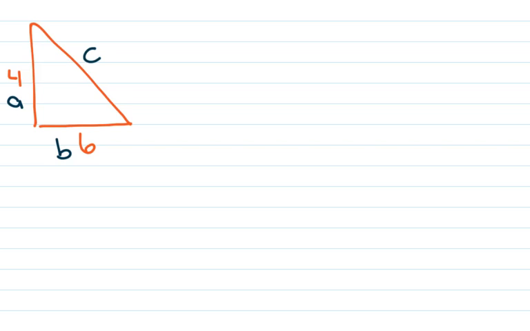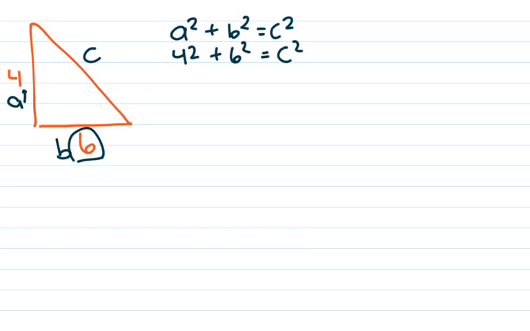So how do you use the Pythagorean theorem? If I have a triangle, this side length is 4, and this one is 6, and it says find the missing length. All right, so I'm going to start by labeling the side lengths A, B, and C. So 4 and 6 are A and B, and then the missing length is C. So my Pythagorean theorem was A squared plus B squared equals C squared. So A is 4, so 4 squared plus B squared is 6, 6 squared equals C squared.